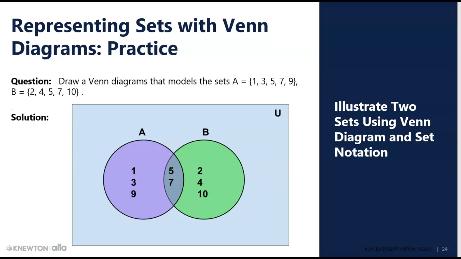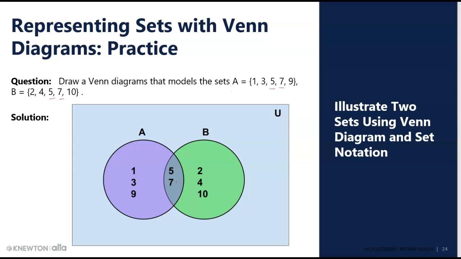All right, draw a Venn diagram that models these sets. 1, 3, 5, 7, 9, 2, 4, 5, 7, 10. They did not give me a universal set, so it's technically not a complete problem, but again, you identify what's in the intersection. I have a 5 and a 7 that shows up in both sets. So then I write the 5 and the 7 in the middle.